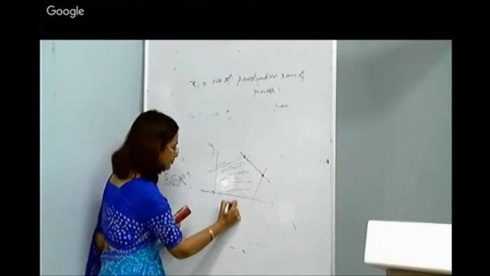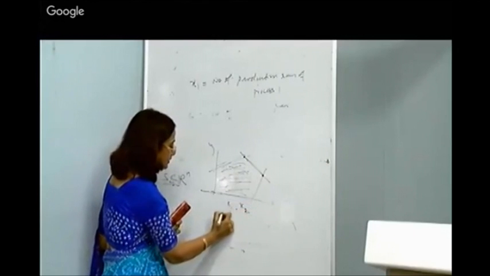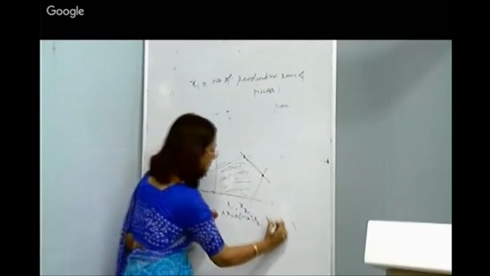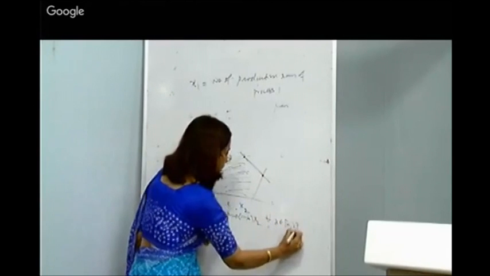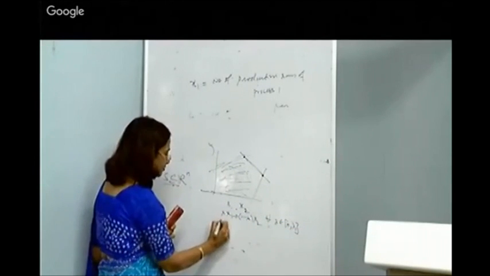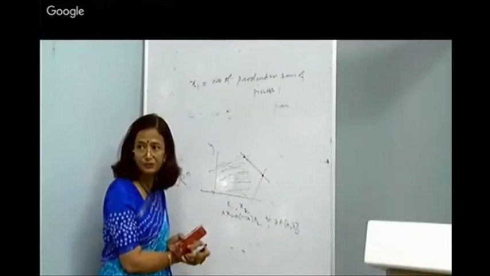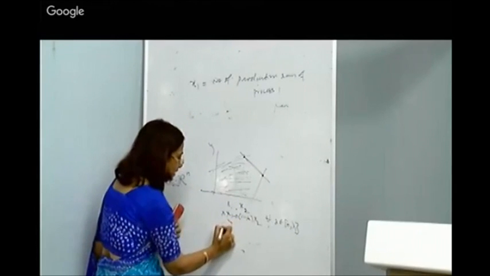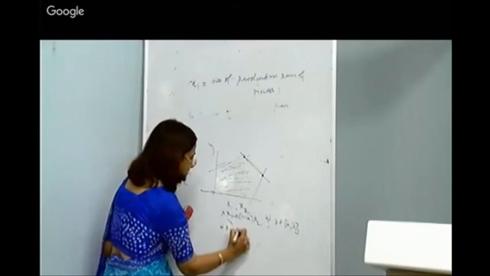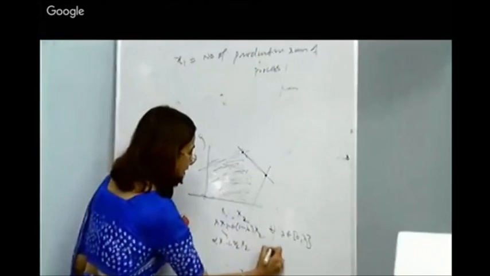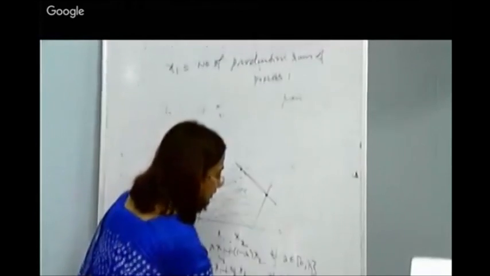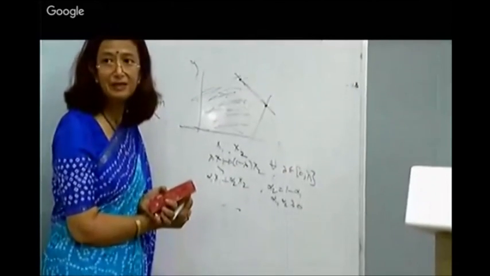If I talk of 2 points x1 and x2, then lambda x1 plus (1 minus lambda) x2 for every lambda in [0, 1] is the convex combination of x1 and x2. That's the line segment joining them. This I can also write as alpha 1 x1 plus alpha 2 x2, where alpha 2 is 1 minus alpha 1, and alpha 1, alpha 2 are non-negative. Same thing I can write.